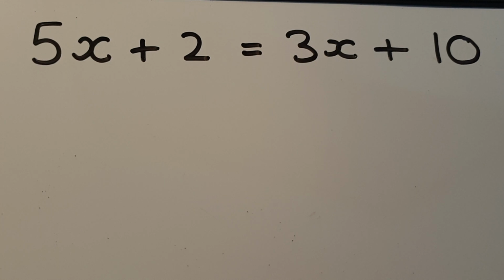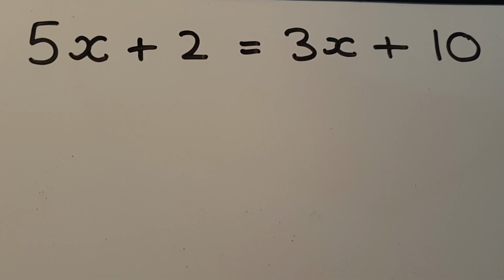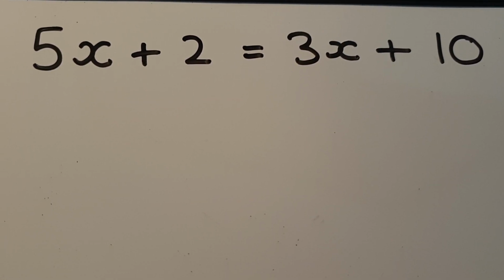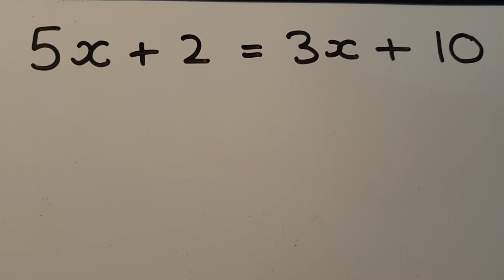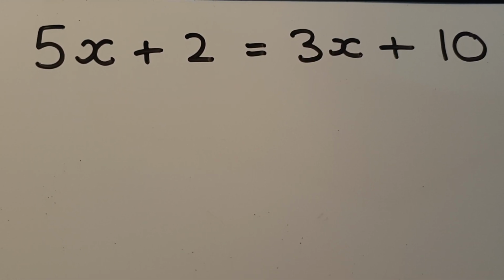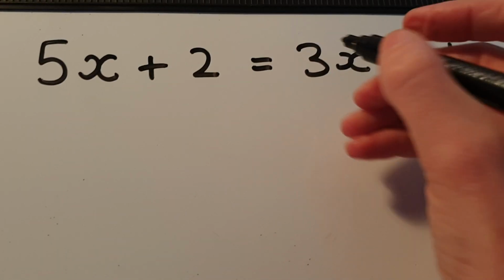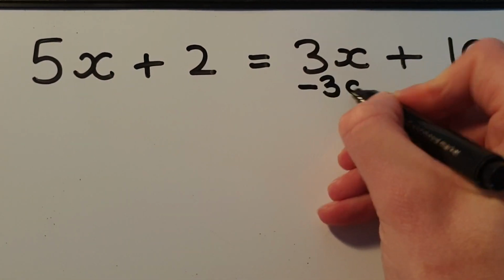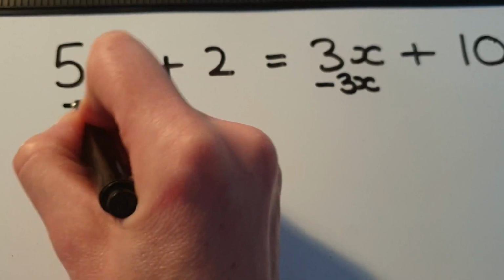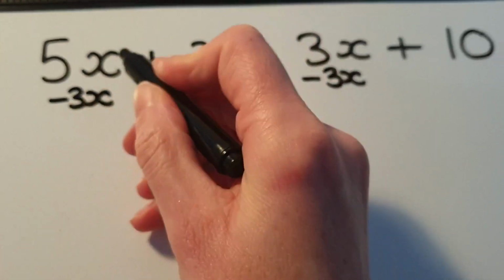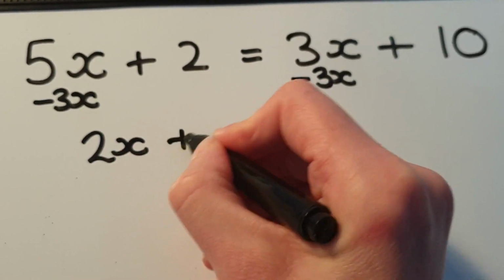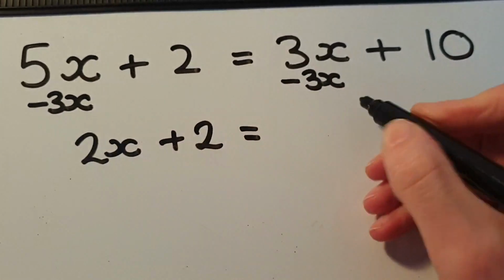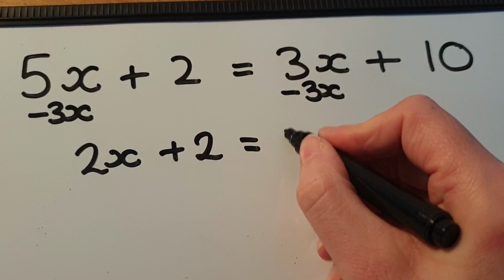This is when you'll have x's on both sides. So the first thing you have to do is eliminate the smallest value of x. You can see that 3x is smaller than 5x, so we're going to eliminate 3x from both sides. So we'll take the 3x off here, but we also have to take the 3x off the left-hand side as well. So 5x take away 3x is 2x. You still have your plus 2, so we'll write that in. On the right-hand side, the 3x's have cancelled, we just have 10.